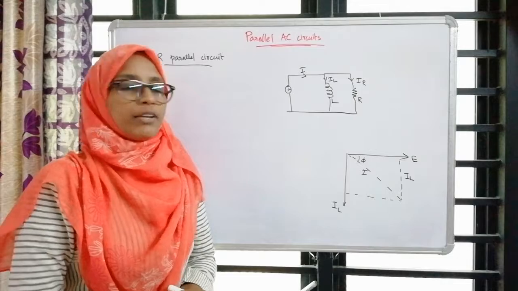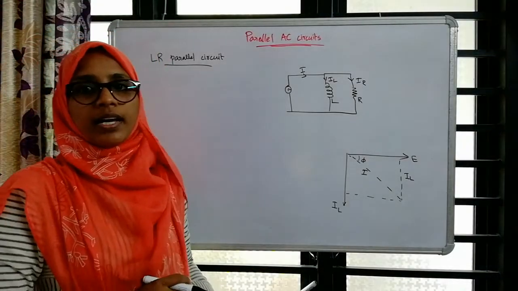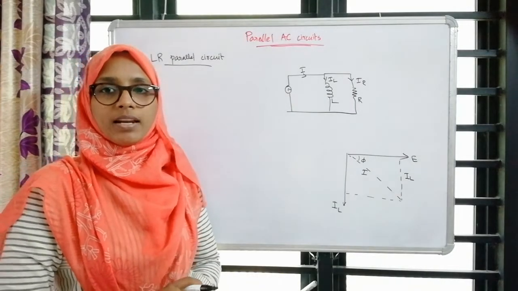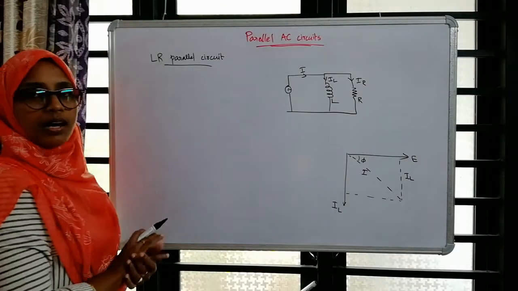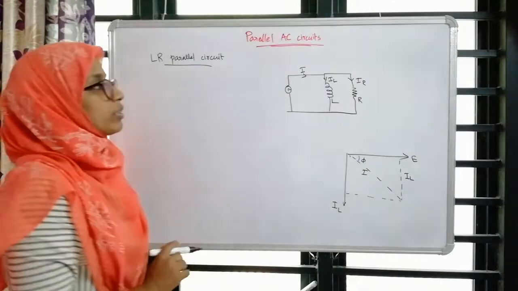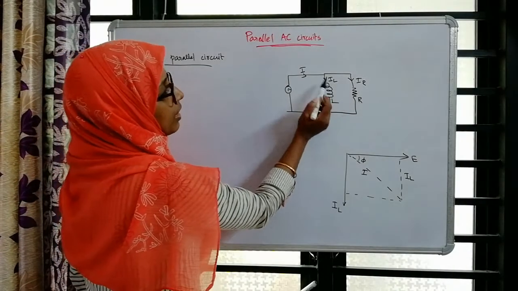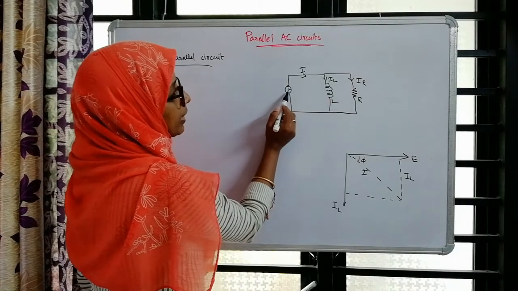Dears, now we are dealing with the parallel AC circuit. In that we have discussed the parallel LCR circuit. Today we can start with the parallel LR AC circuit. So an inductance and a resistance are connected in parallel with an alternating EMF.